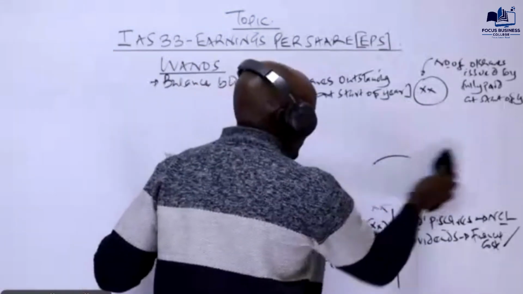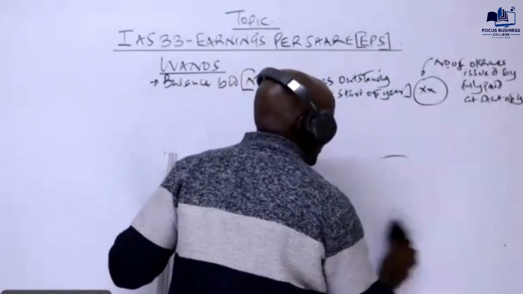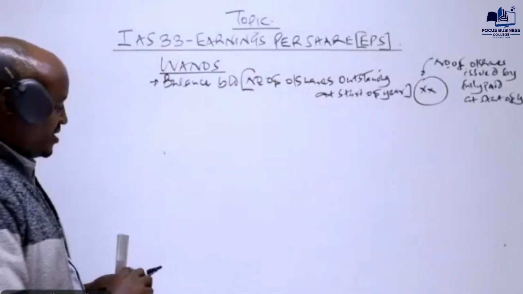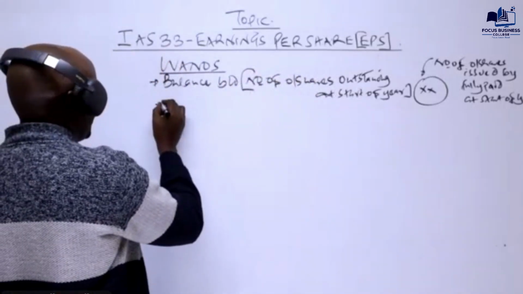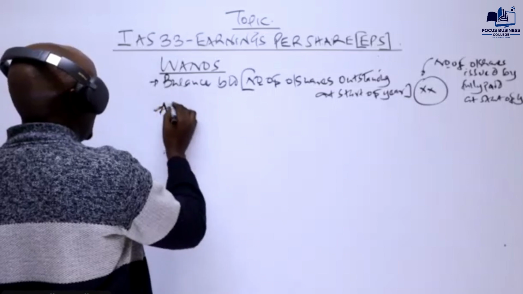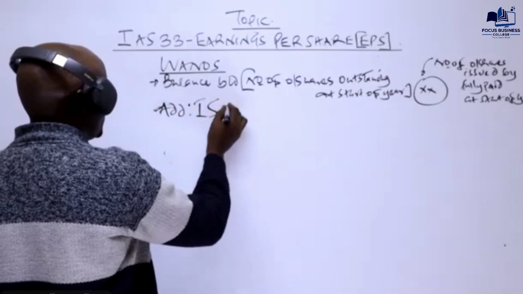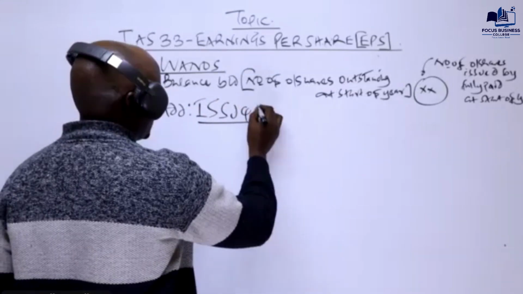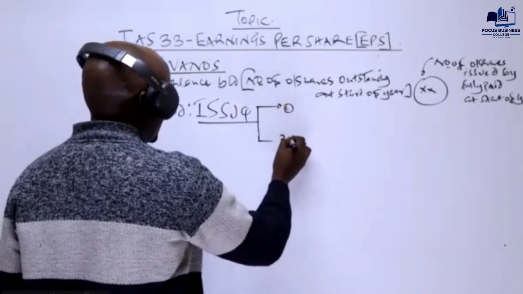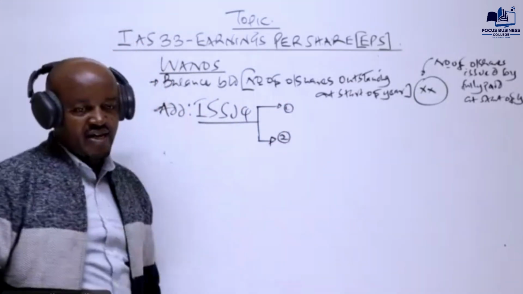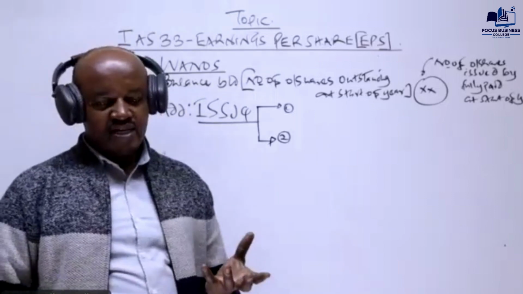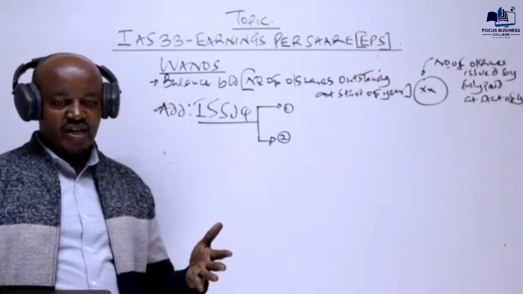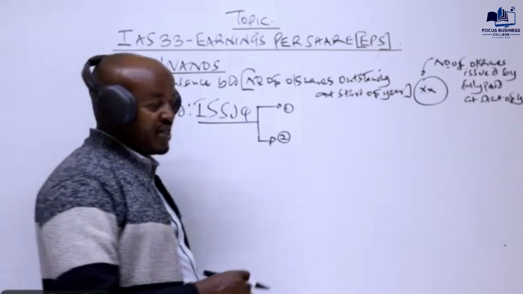And then to this, what do we do? We add the other shares which were issued by the company during the current year. We can just refer to that as issues. Now, the shares issued by the company during the current year, we classify them into two main categories.